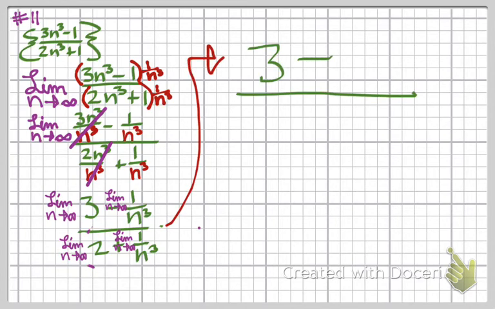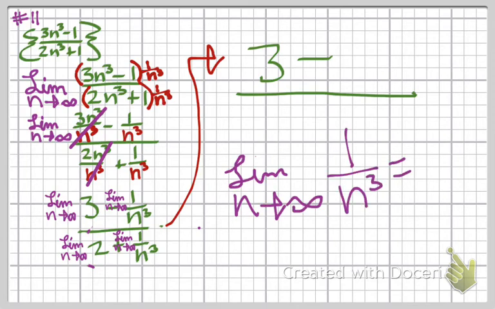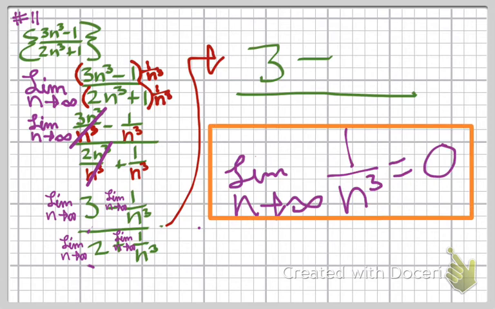Now the limit of a constant as n goes to infinity consistently stays the same. It's constant. So that limit is 3. But wait, what about this one here? I'm looking at that tiny little piece in here. Well, that limit is 0, because what? We're going to end up with 1 over a really, really, really big number.